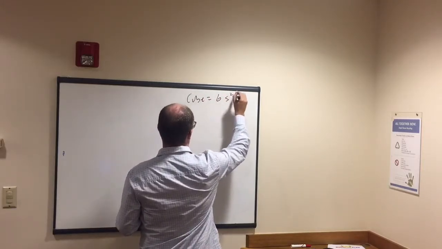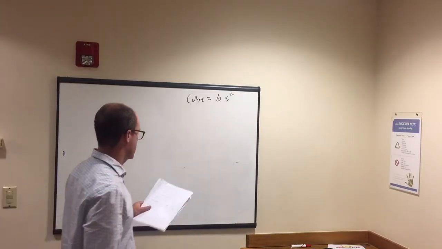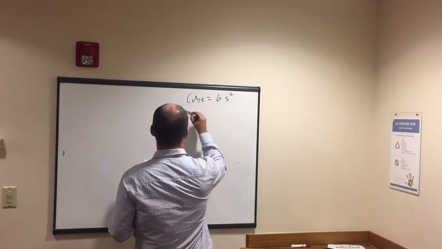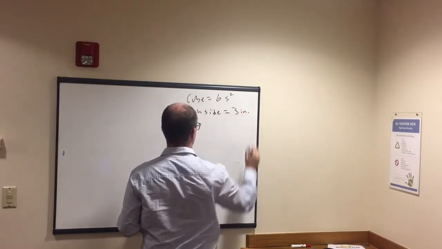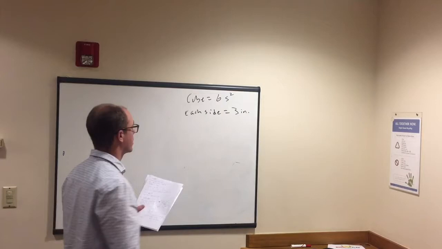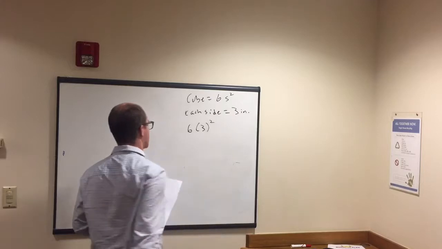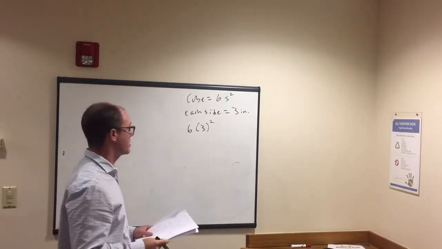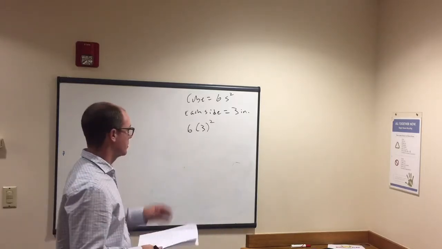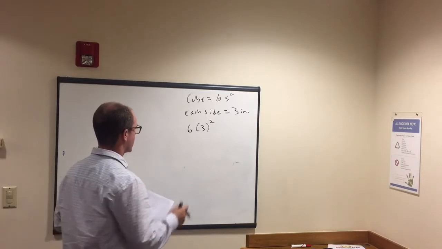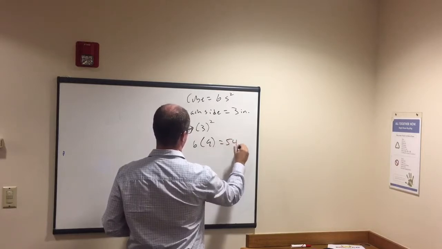it's 6 s squared. S is side, right? So if it says each side is 3 inches, each side equals 3 inches. Okay, so what are we going to do now? Right, just plugging this in. We have a 6 times a 3 squared. Need to make sure we remember a little bit of PEMDAS here, right? PEMDAS means parentheses first, exponent second, multiplies later. All right, so that means we do 3 squared first. That's 9 times 6, it's 54.